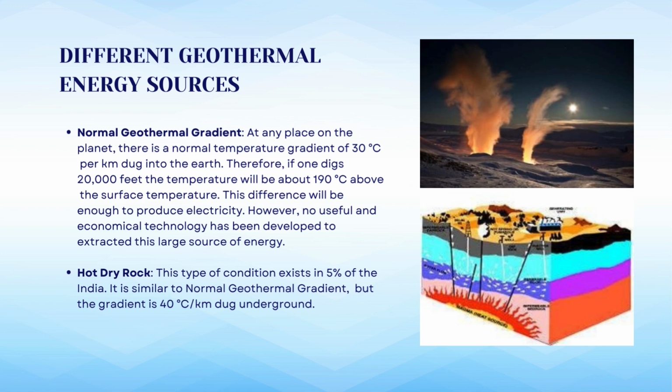This type of condition exists in 5% of India. It is similar to the normal geothermal gradient, but the gradient is 40 degrees Celsius per kilometer dug underground. This diagram shows the hot rock segments.